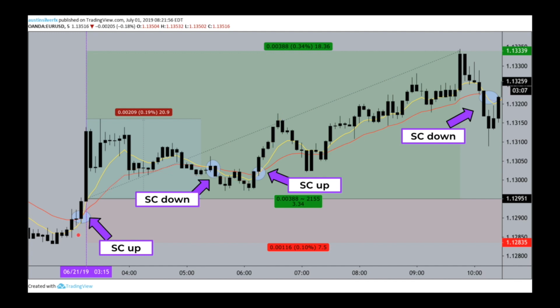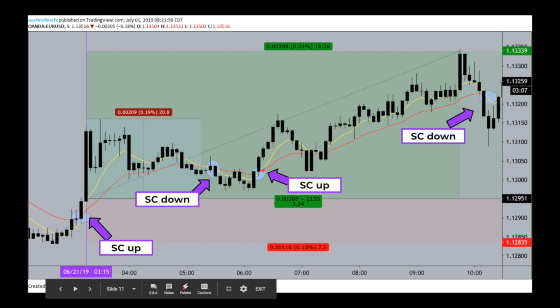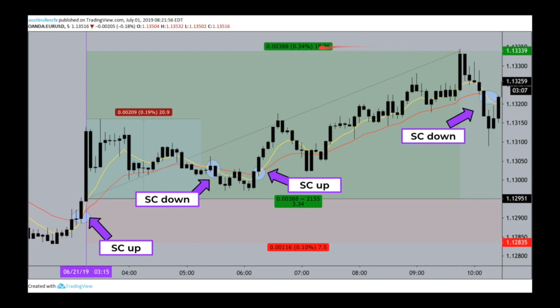So if you didn't take this early entry because maybe you were sleeping, you could potentially take this entry here at 6:15, 6:30 in the morning and hold that all day long. And you can see this goes about 40 pips, 38 pips by the end of the day.